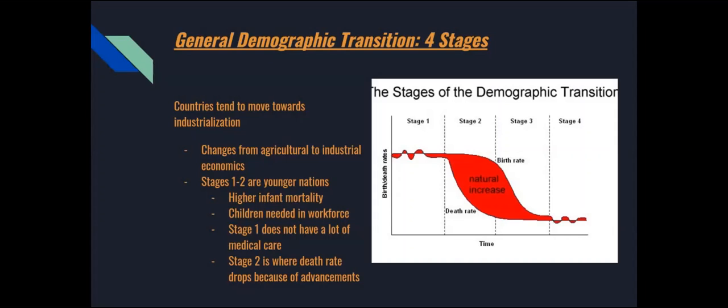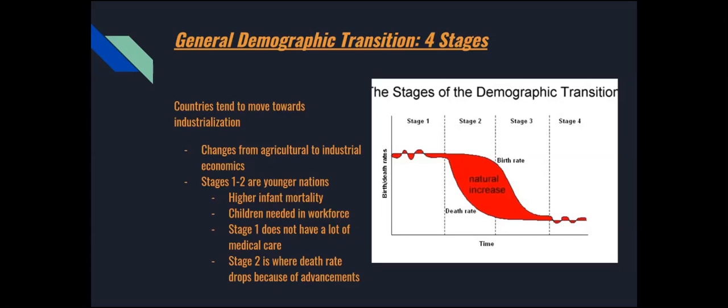Now, the trend seems to be that all countries move towards industrialization. All countries develop over time, and a country usually goes from an agricultural country to an industrial, to more industrial economics. Now, when you look at this, we have four stages of demographic transition: 1, 2, 3, and 4. And when you look at a country that's still in stage 1 and 2, those are usually younger nations. What you're going to see based on the graph is that there is a higher infant mortality rate. There's more children needed in the workforce, so generally women are having more offspring.